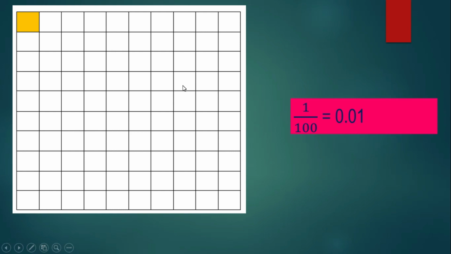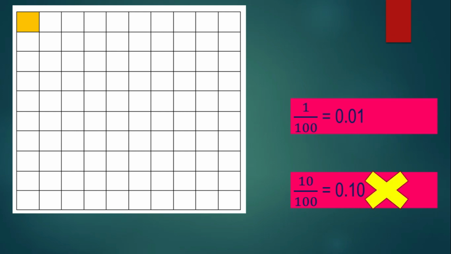Why is it to be written at the 100th place? Because we require such 100 small squares to make this 10 by 10 grid, and so it is to be written at the 100th place and not at the 10th place, as you can see here.